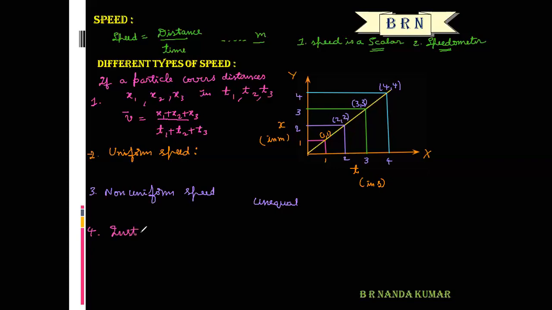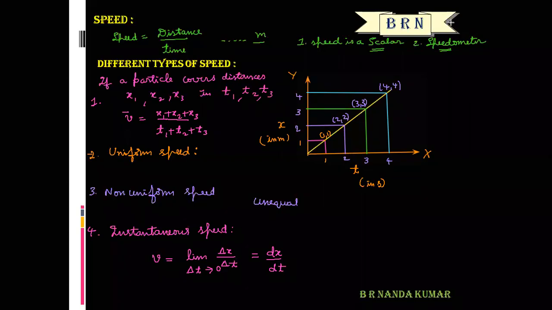And the last one is instantaneous speed. The mathematical expression of instantaneous speed is V equals the limit of delta t tends to 0 of delta x divided by delta t, or simply dx divided by dt. This is the mathematical expression for the instantaneous speed.